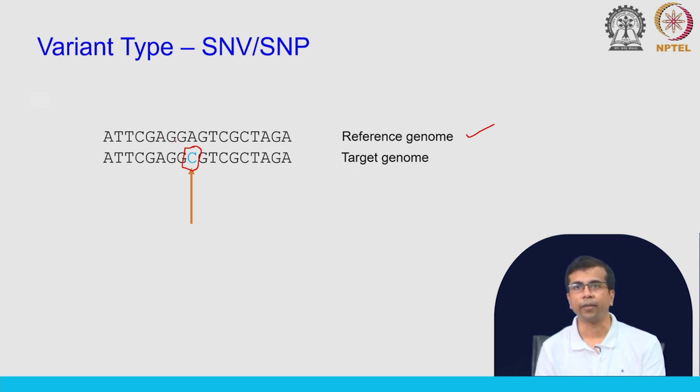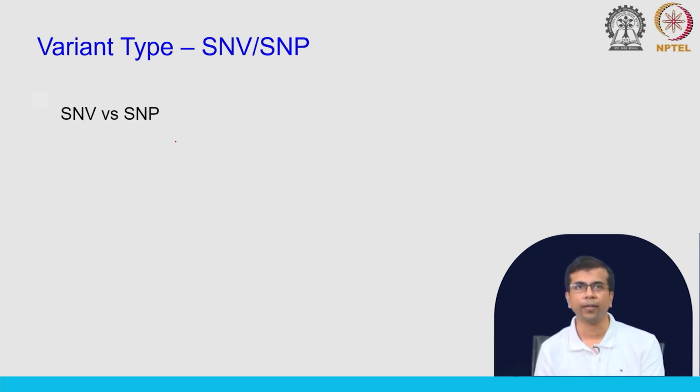Now, you can have not just one such change, you can have multiple changes in nearby regions, and we call them MNVs, right, multiple nucleotide variations. These are a very small number of changes, right, maybe 3, 4 at most, and not more than that.